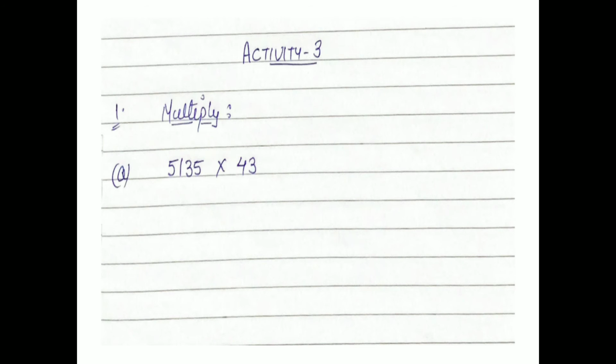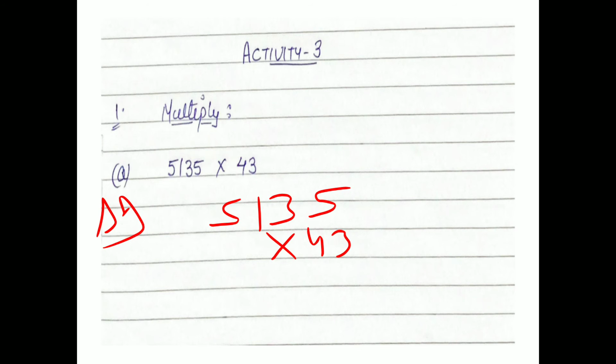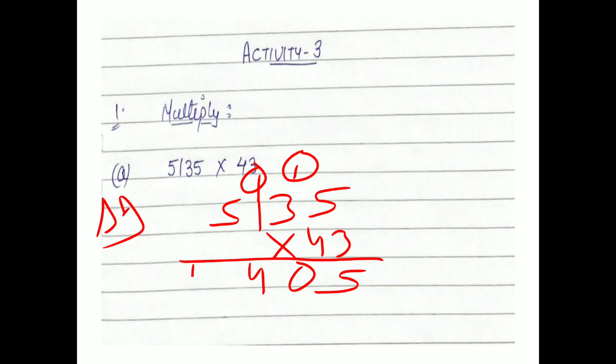Clear? So firstly I do A part. Question is 5135 multiply it 43. So student, firstly I multiply by 3. 3 5s are 15. 3 3s are 9 plus 1 10. 3 1s are 3 plus 1 4. 3 5s are 15. Clear?